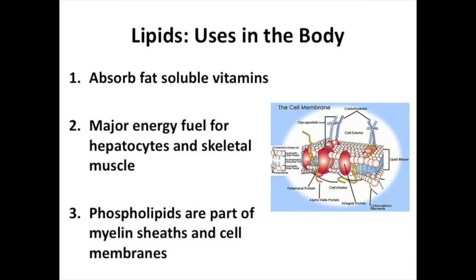So why do we need fat? Most of us think of fat as a bad thing. It's something we want less of. Personally, I would like to have a little less of it, but we need it for a couple of reasons. We're going to see in just a second some of the vitamins that we consume are fat soluble. So they're not water soluble. They need fat for us to absorb them. So if you don't have fat in your diet, you can't absorb them. Our liver cells, our hepatocytes, and our skeletal muscle will use a lot of fat for fuel. And phospholipids are actually part of our cell membranes and the myelin that's found around our neurons.